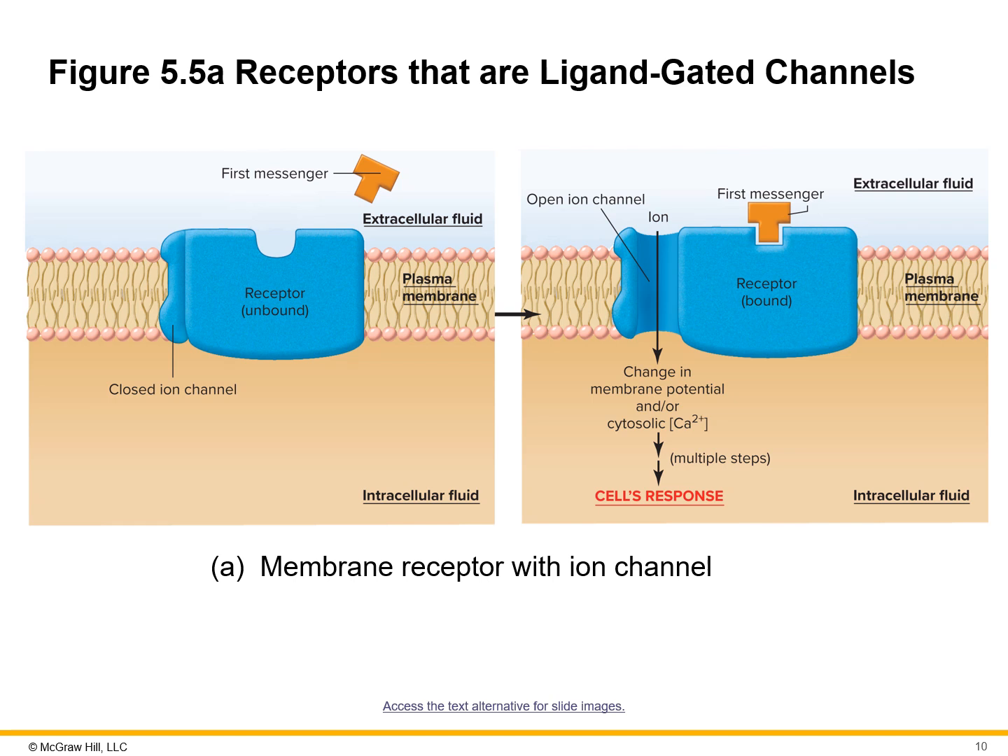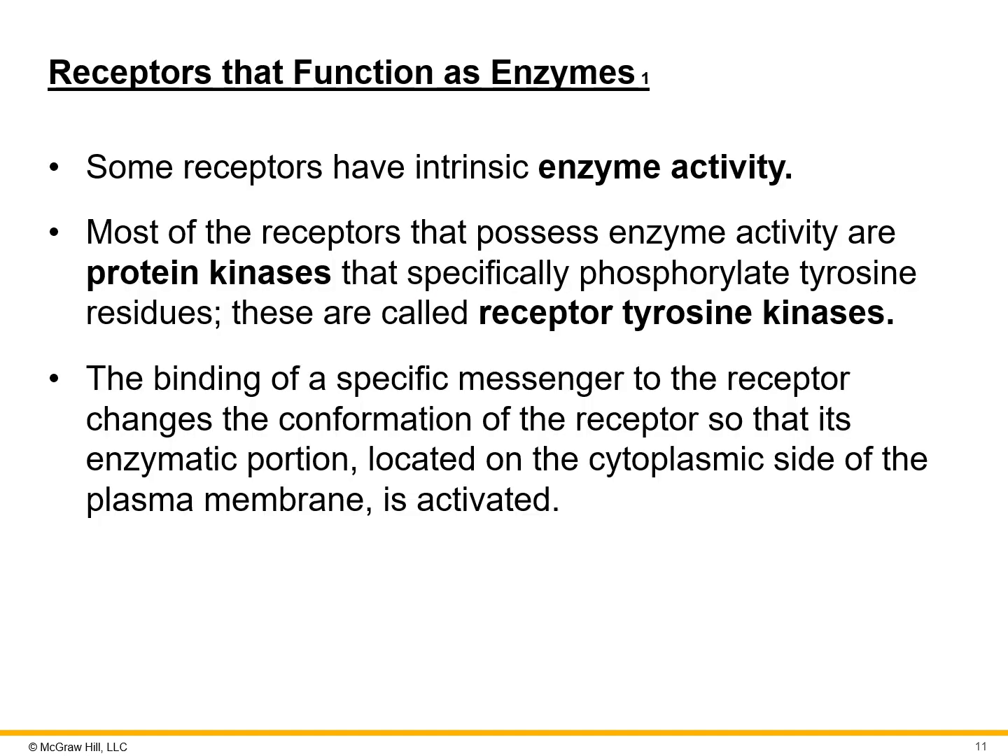So your ligand sits down in the binding site, it changes the receptor shape so that the ion channel opens, ions are allowed to pass through, which initiates other steps that are going to cause the cell to respond. And again, this is one of the many types of water-soluble pathways.